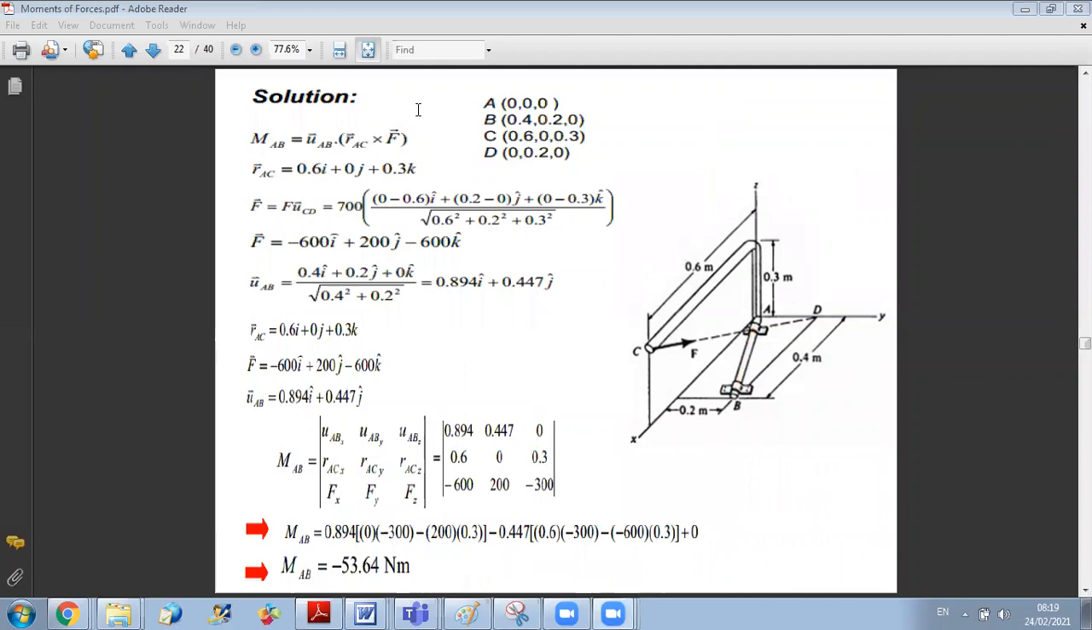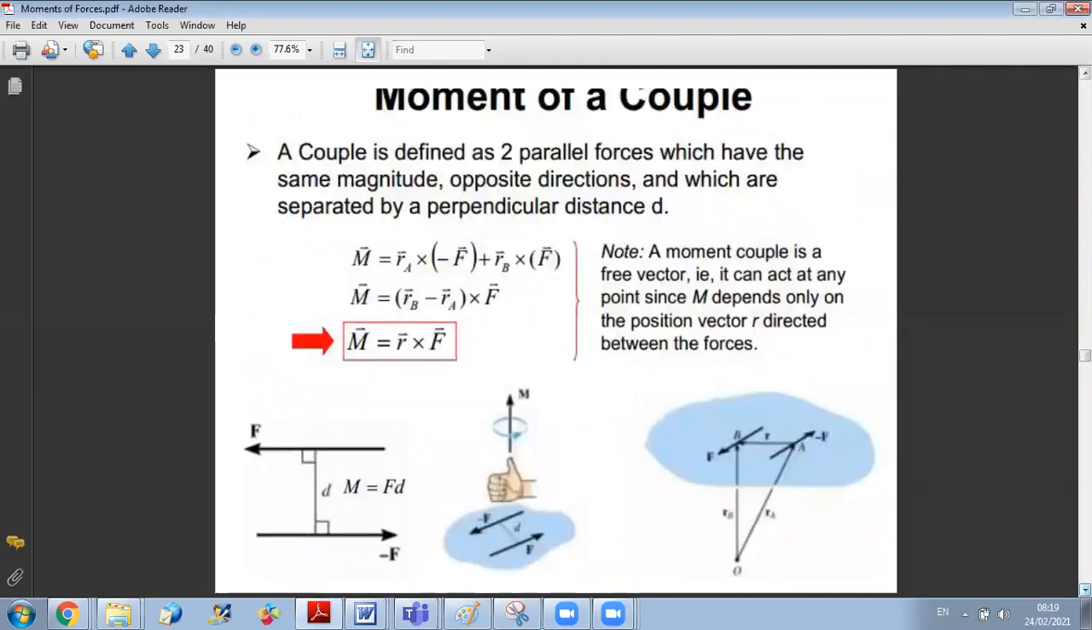Okay. So let us start something else. Until now, we have defined how to calculate the moment of a force in 2 dimensions and in 3 dimensions. So now we will learn how to calculate the moment of a couple. Okay? And what is a couple? A couple is defined as two parallel forces which have the same magnitude, opposite directions, and which are separated by a perpendicular distance d. So this is how we define a couple. It is created by two forces that are equal in magnitude, having same direction line but opposite sense, if you want.